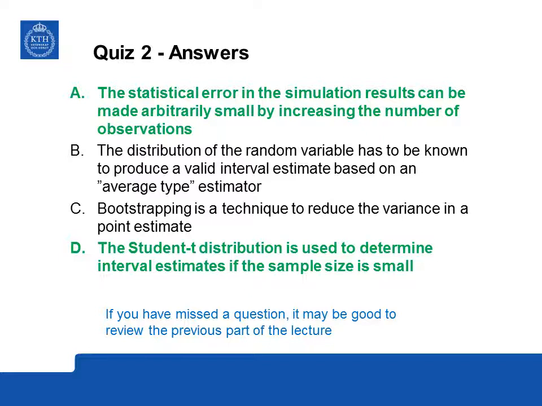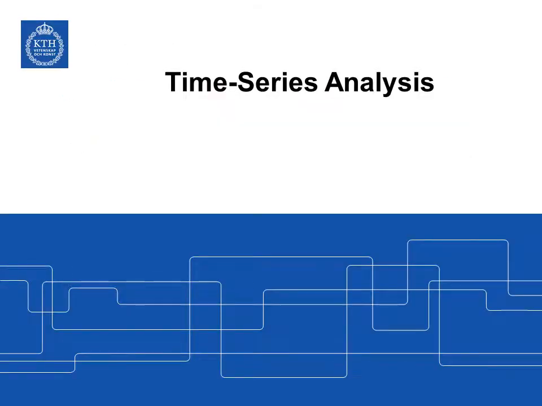And the student t distribution is used to determine interval estimates if the sample size is small, and that is also correct. If the sample size is very large, we can use the Gaussian approximation straight away. And again, if you've missed any of the questions, it may be a good idea to review the previous part of the lecture. And this brings us to the second part of this lecture, which is on time series analysis. And here we will treat correlation between different observations.